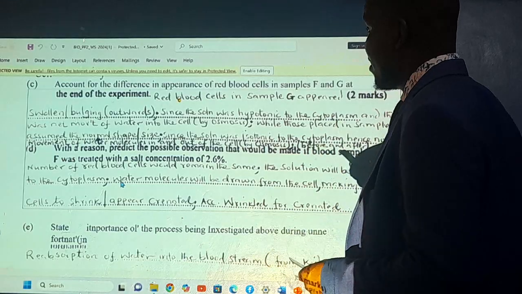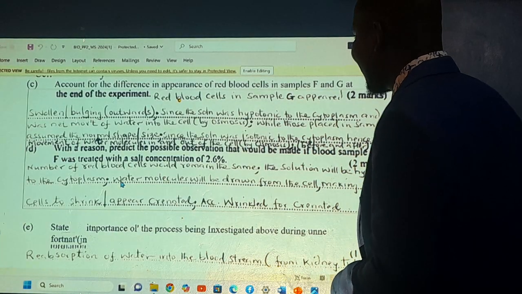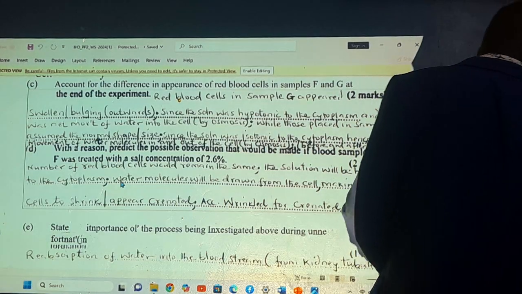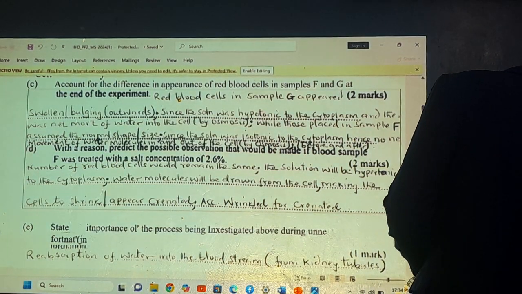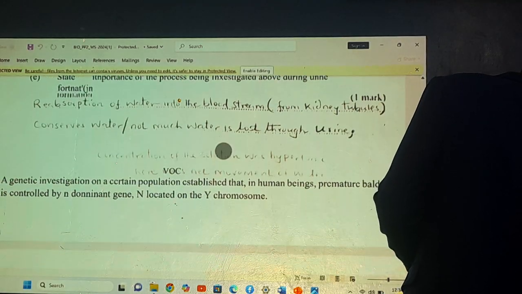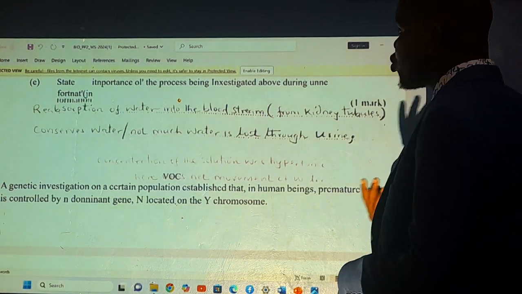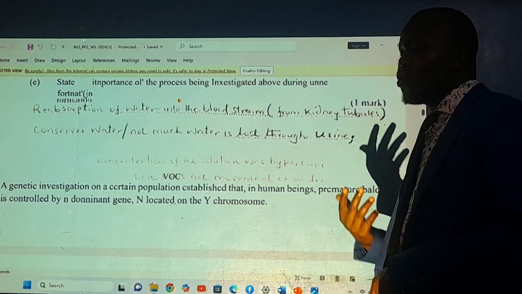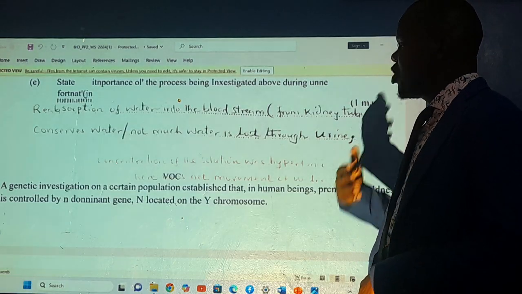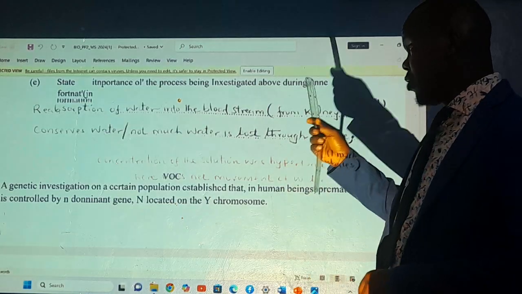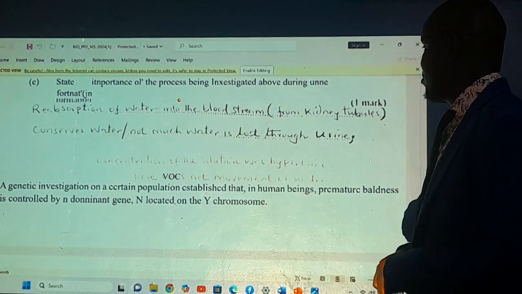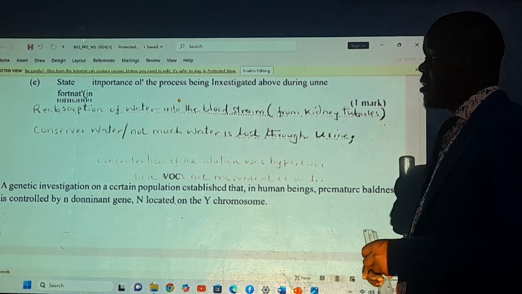So that was the end of that D. Let's go to E. State the importance of the process above during what? Urine formation. We're speaking about what? Stating the importance of the process under investigation. So you're speaking about osmosis. Osmosis, like you're being told, can you give the role of osmosis in the urine formation process? So during this process, we're speaking about reabsorption of water along the what? Bloodstream. That's from the kidney tubules.